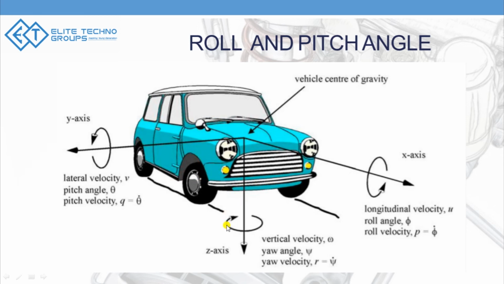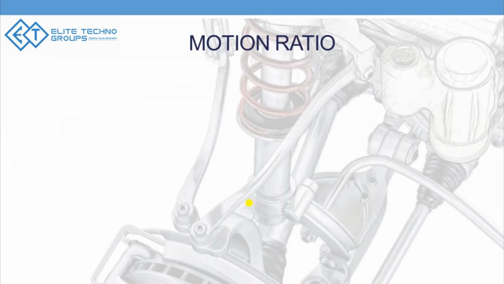And yaw angle is not that important in a normal passenger car, although you would face some kind of yaw movement in a very high speed supercar or even a formula car. But usually for a normal passenger car or for a competition level car, you wouldn't need to consider the yaw angle. It's important for us to know what a yaw angle is, but there is nothing much for us to calculate in the yaw angle during the initial stages. So now once we have learned what a roll and pitch angle is, let's go to the first topic of today, which is motion ratio.